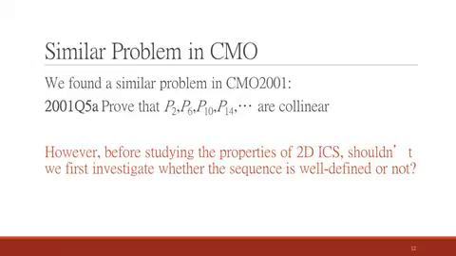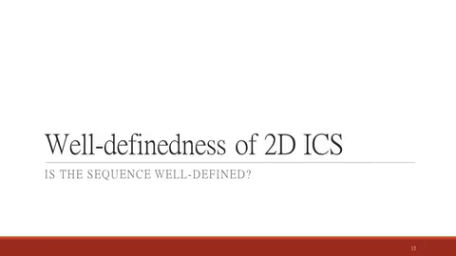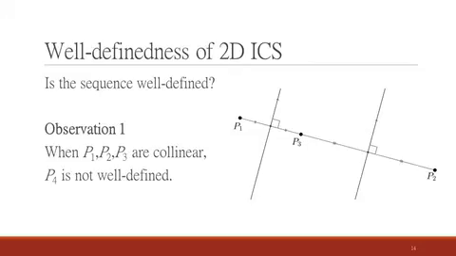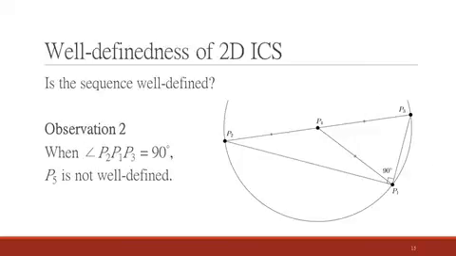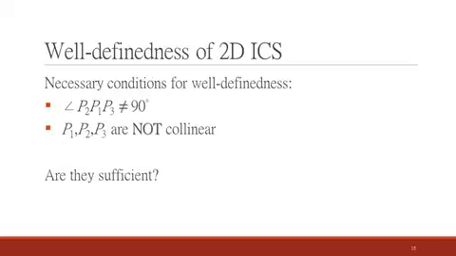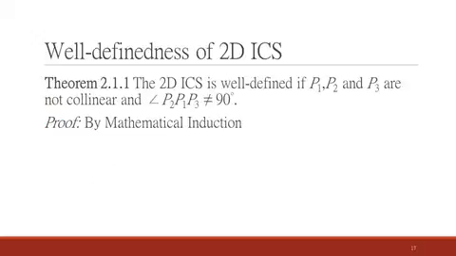However, before studying the properties of the 2D ICS, we should first investigate if the sequence is well defined or not. We observe that if any consecutive 3 points in the sequence are collinear, then the next point will not be well defined. Moreover, if the angle formed by P2, P1, P3 is a right angle, P5 is not well defined as well. So here are the two necessary conditions for the well-definedness of this sequence. However, are they sufficient? The answer is yes, as shown in this theorem.